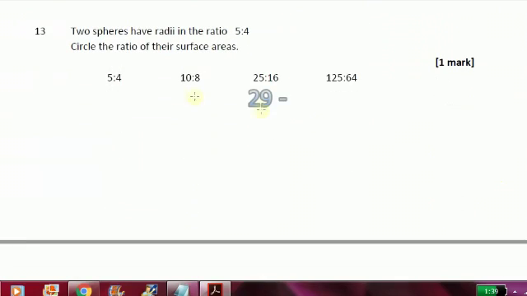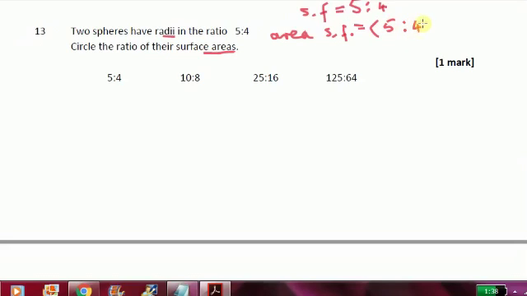And question 13. Two spheres have a radius in the ratio 5 to 4. Circle the ratio of their surface areas. Radius is a distance, so it's just a straightforward scale factor of 5 to 4. But the surface area involves areas, and the area scale factor is always obtained by taking the distance scale factor and squaring it. So if we square that scale factor, we get 25 to 16. And we look for that in the answers, and there it is.